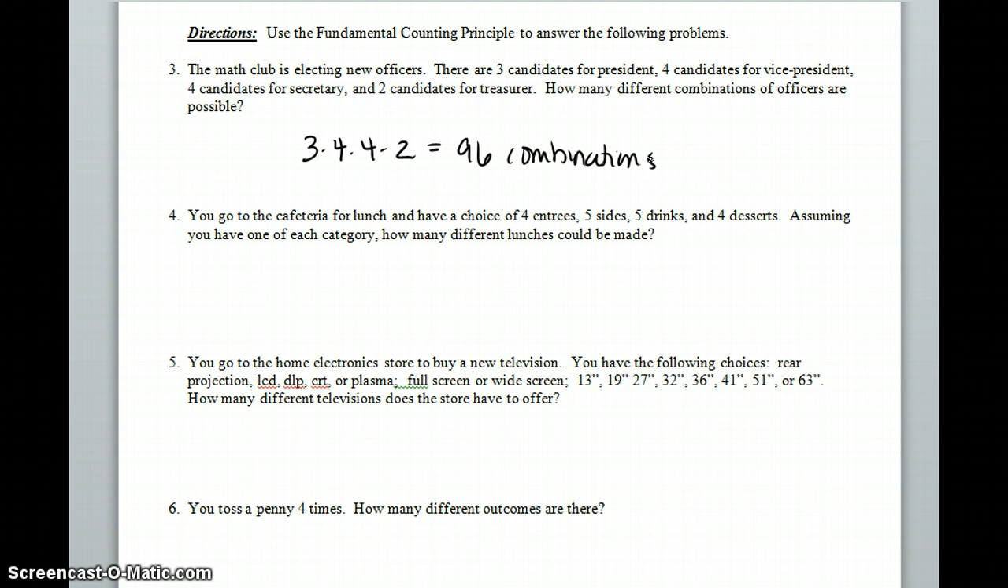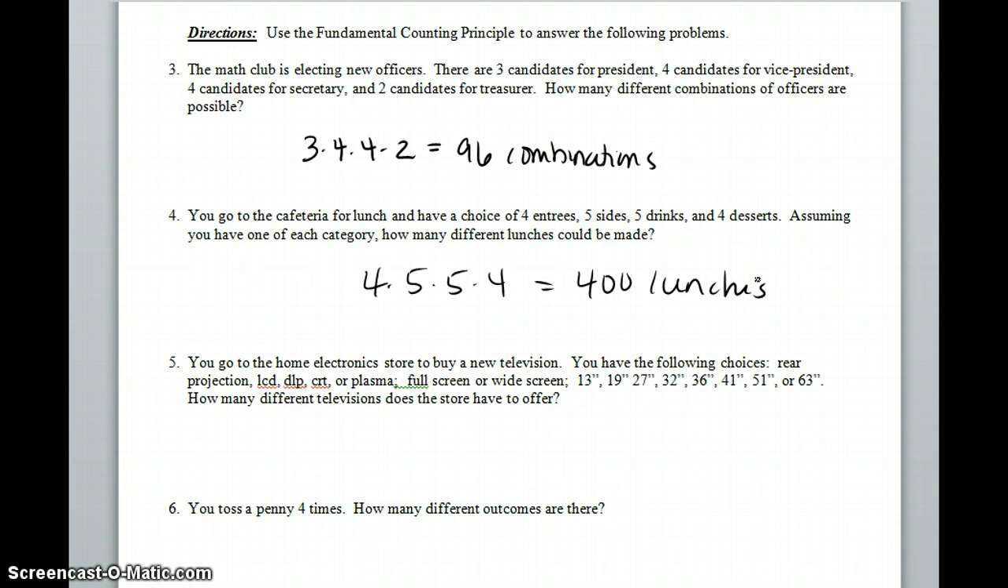All right, example number 4 says you go to the cafeteria and have a choice of 4 entrees, 5 sides, 5 drinks, and 4 desserts. Assuming that you have one of each category, how many different lunches can be made? So 4 times 5 times 5 times 4. Okay. That is 400 different lunches you could make if you had that many choices.